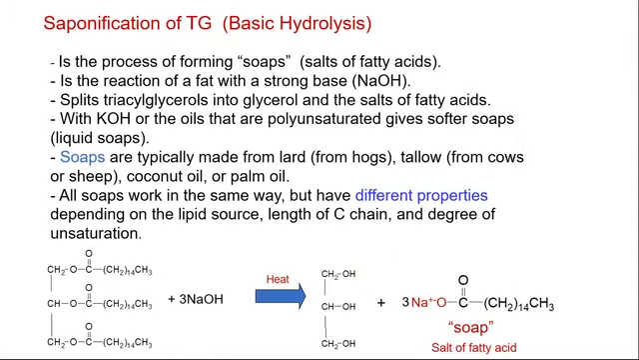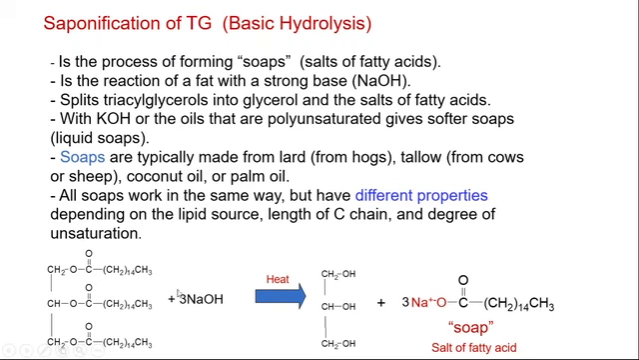Then the triglycerides can be hydrolyzed in the presence of alkali. See, they are hydrolyzed in the presence of acid to give you the glycerol and fatty acids. In the presence of alkali, they can be hydrolyzed, and the fatty acids which are liberated get saponified. So what we mean by saponification is, because the alkali is sodium hydroxide, you get a sodium salt form, and that sodium salt of the fatty acid is known as soap.